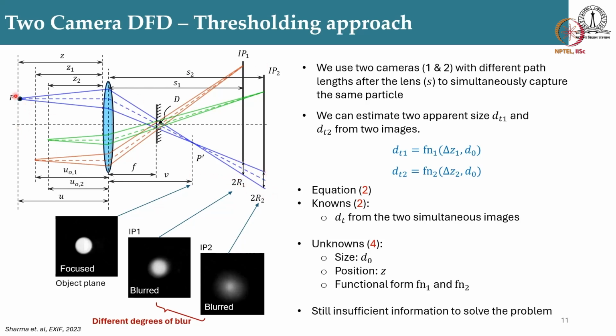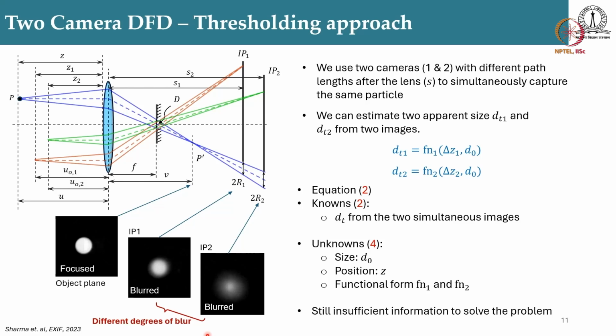So this is the particle P. On the imaging plane 1, you see it is blurred by some extent to R1, and in the imaging plane 2, it is blurred even more by some extent to R2. So it looks something like this. So these are actual experimental images. You can see when focused, the particle looks like this. In the imaging plane 1, it looks like this, and in the imaging plane 2, it looks like this, and there is a different degree of blur captured.